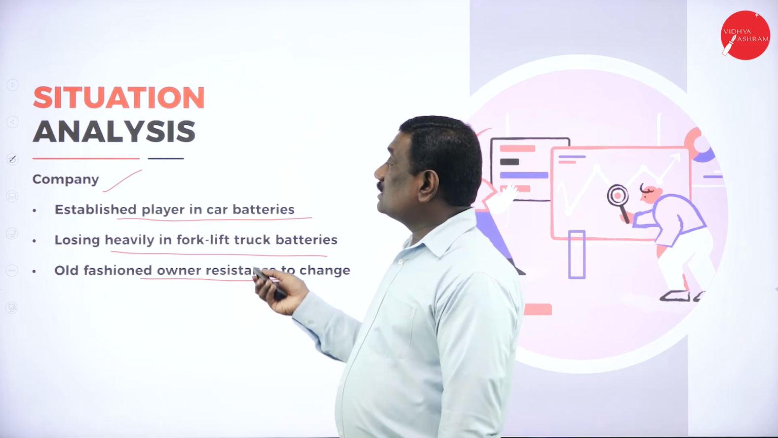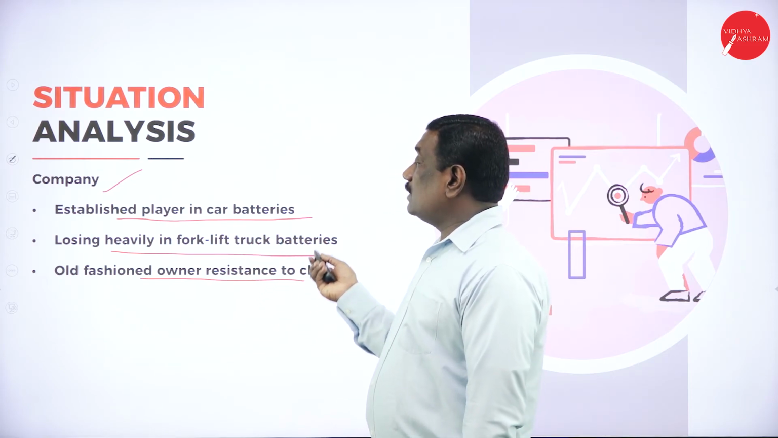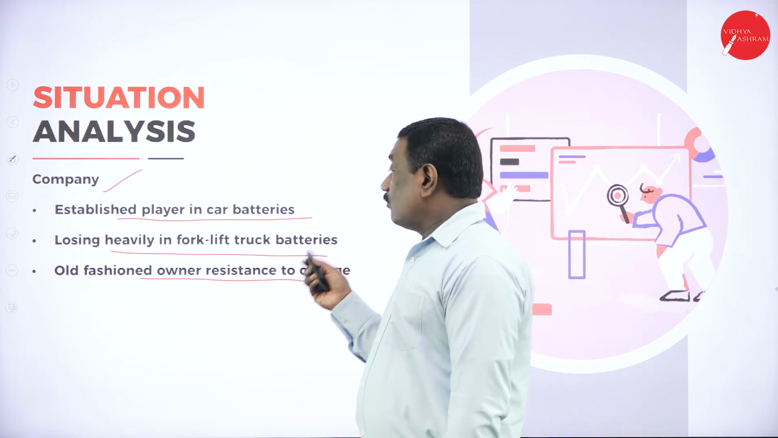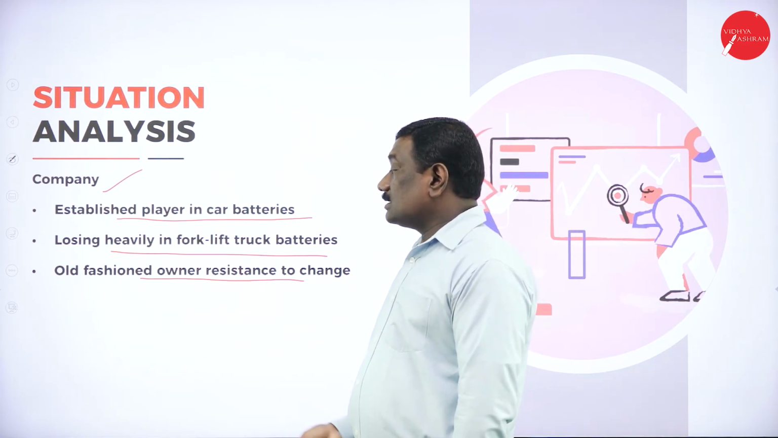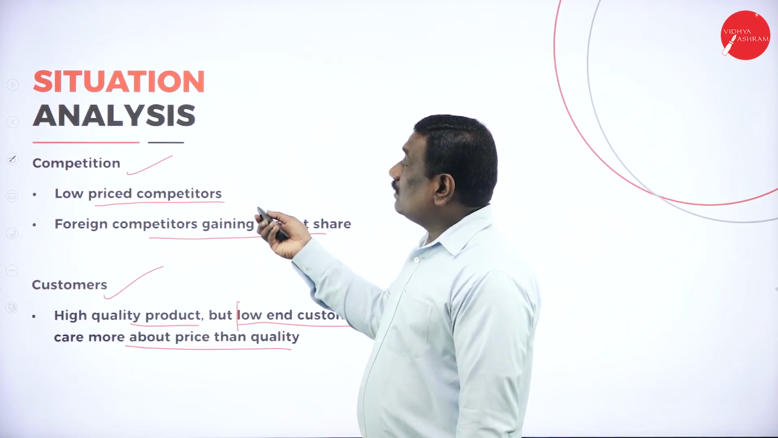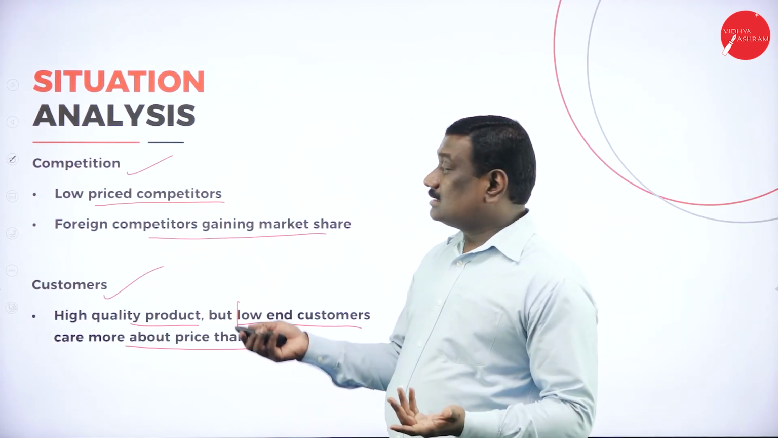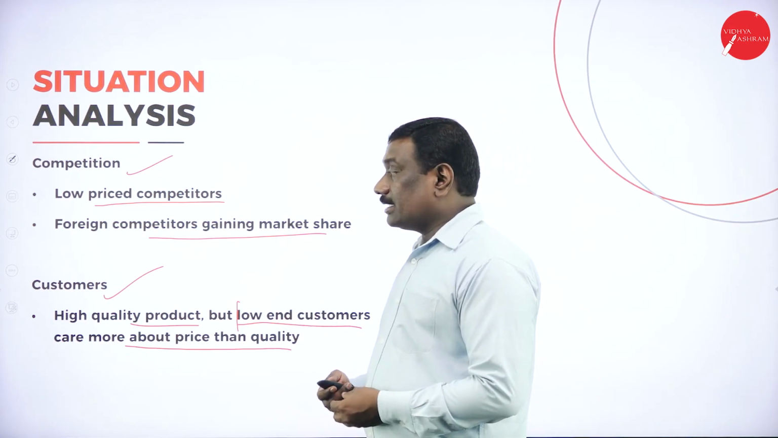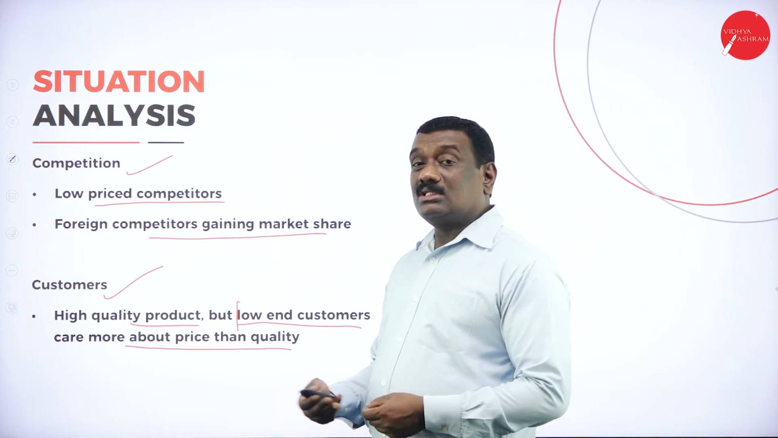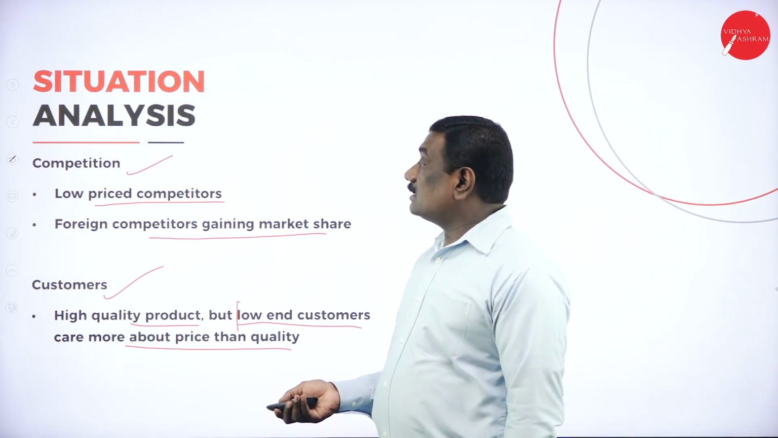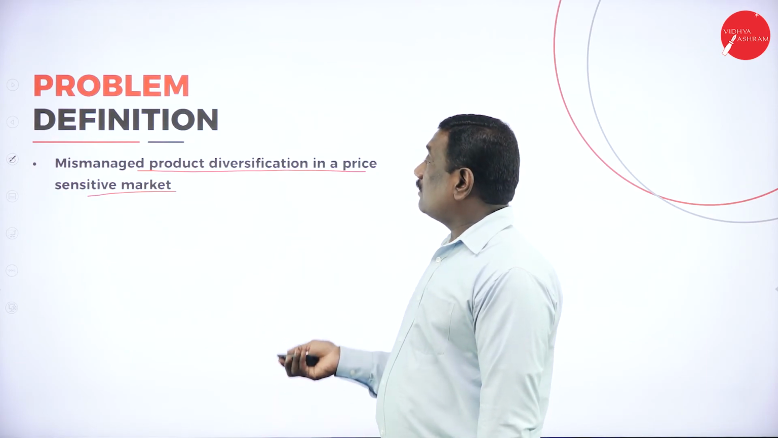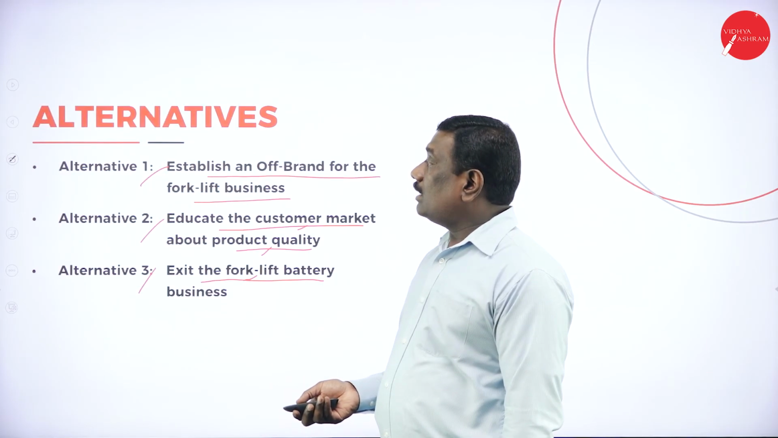In the situation analysis, the company is an established player in car batteries. It is losing heavily because of the forklift truck batteries, and the old-fashioned owner is resistant to change. Regarding competition, low-price and foreign competitors are gaining market share, and there are high-quality customers but also low-end customers who care only about price rather than quality. And what problem is faced in this company? Mismanaged product diversification in a price-sensitive market.